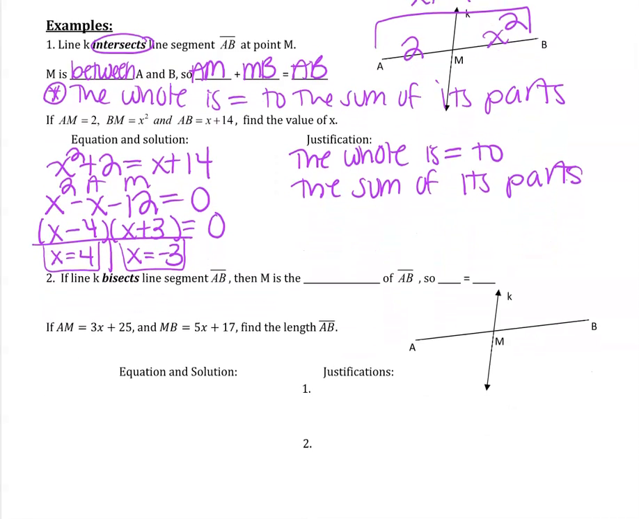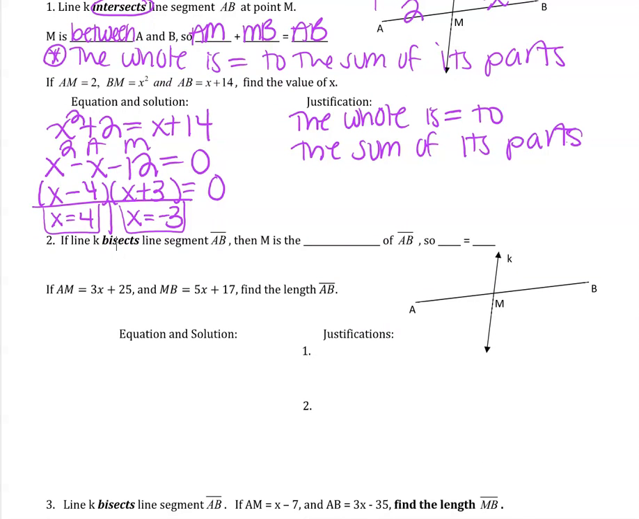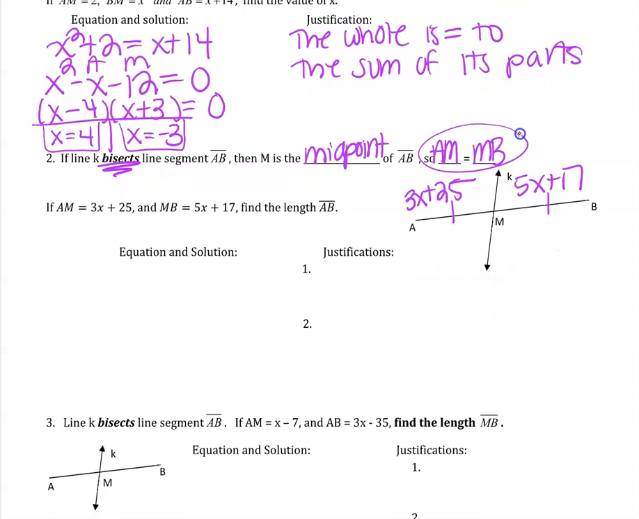Now you're going to see this change when I say line K bisects line segment AB. If line K bisects it, again, cuts in half, that means that M must be the midpoint of AB. So therefore, AM must equal MB. Those distances must be the same, or those line segments must be congruent. So if I tell you that AM is 3x plus 25 and MB is 5x plus 17, I can solve for x and find the length of AB by using this conclusion right here.